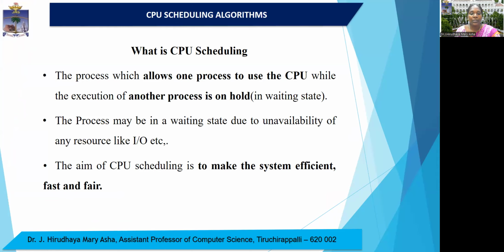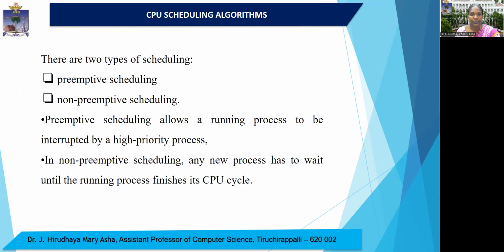A process may be in a waiting state due to the unavailability of a resource. So if a process is in a waiting state, the CPU has to decide which process the processor has to be given to. Actually, the aim of CPU scheduling is to make the system efficient, fast, and fair.